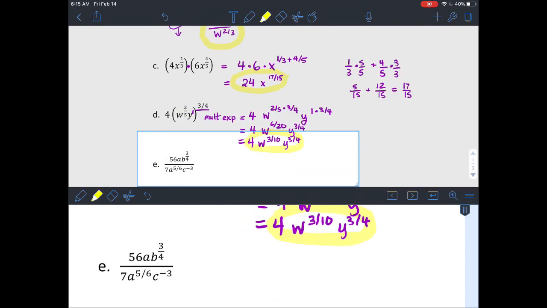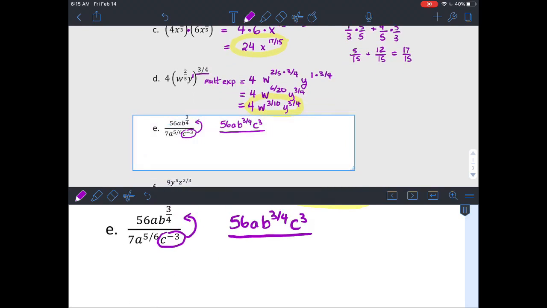When you're dividing, the first thing I see in this one is a negative exponent, so I would move that c to the thirds to the top of my fraction, and then I'm just going to rewrite everything. But when you're dividing, you're going to subtract your exponents. Usually I do largest exponent minus smaller exponent, and then leave your result where the larger number was. So my a's will end up on top because 1 is bigger than 5/6.